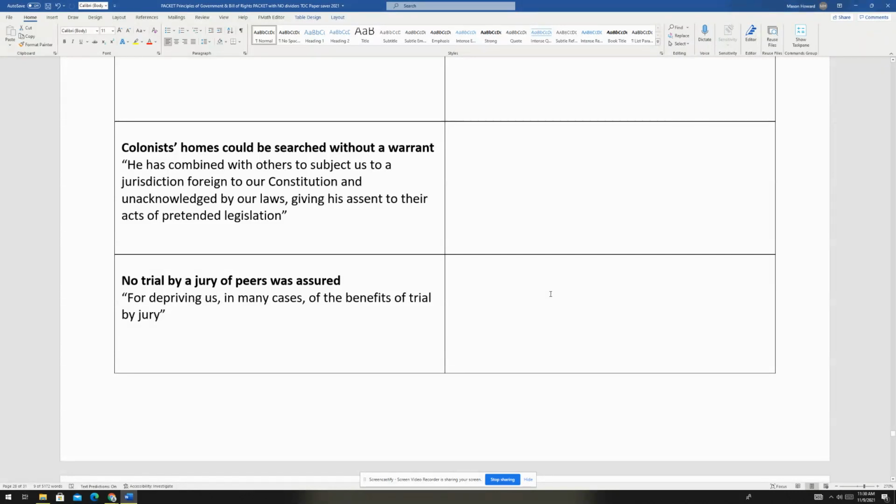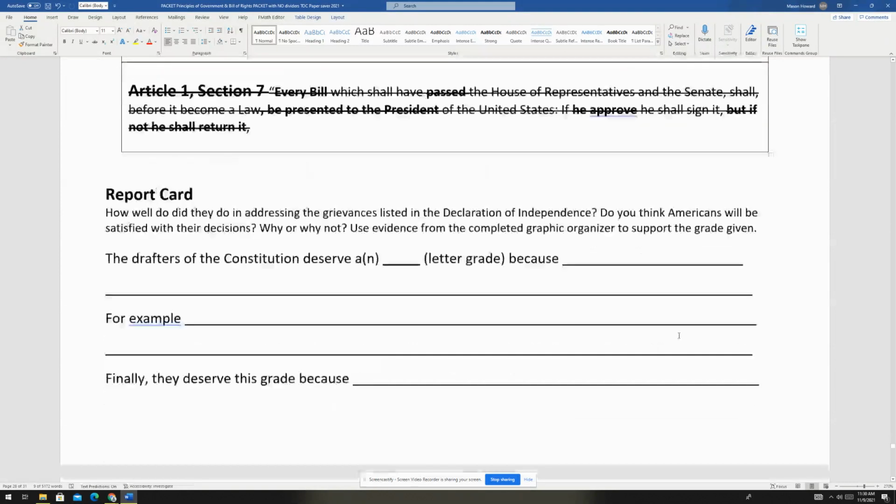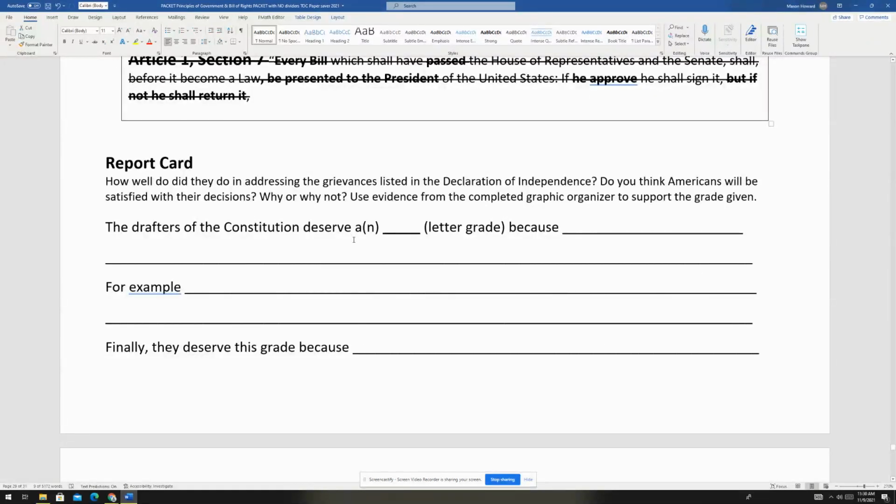Okay, guess what? Congratulations. You are done with that. Good job. Write a report card. Guys, we are done. Congratulations. We are done with the Constitution. We are just going to review, but finish this part because the drafters, the writers of the Constitution, which the Anti-Federalists had a part in because they had a huge part in the Bill of Rights.